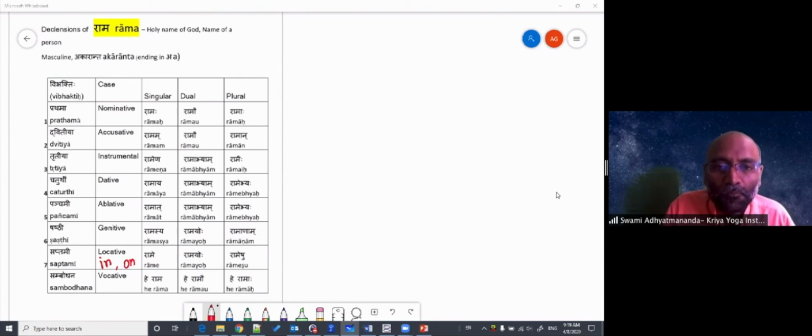Ramaha, Ramau, Ramaha, Ramam, Ramau, Raman, Ramena, Ramabhyam, Ramaihi, Ramaya, Ramabhyam, Ramebhyah, Ramat, Ramabhyam, Ramebhyah, Ramasya, Ramayoho, Ramanam, Rame, Ramayoho, Rameshu, He Rama, He Ramau, He Ramaha.